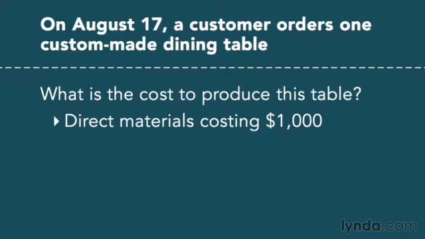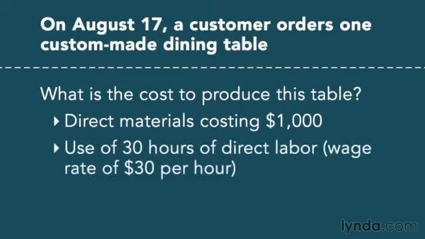But the wood doesn't form itself into a table. How many hours is it going to take my workers, my skilled craftspeople, to make this thing happen? Well, again, I can estimate that pretty well. It's about 30 hours. We call these people the direct labor people. They're the skilled craftspeople who actually do the work. And it's going to take them 30 hours, and I pay them a wage rate of $30 per hour. That's going to end up being $900.